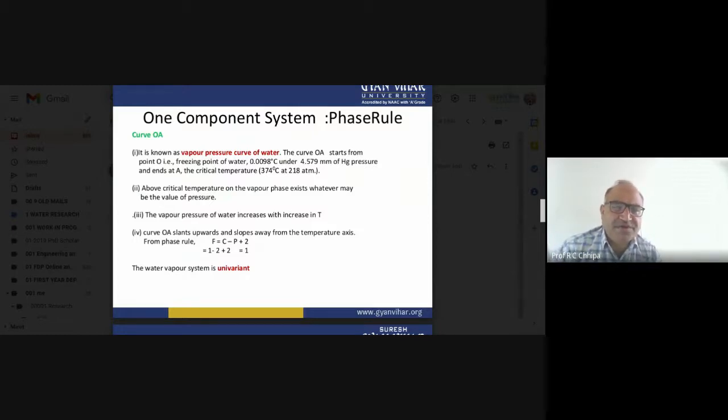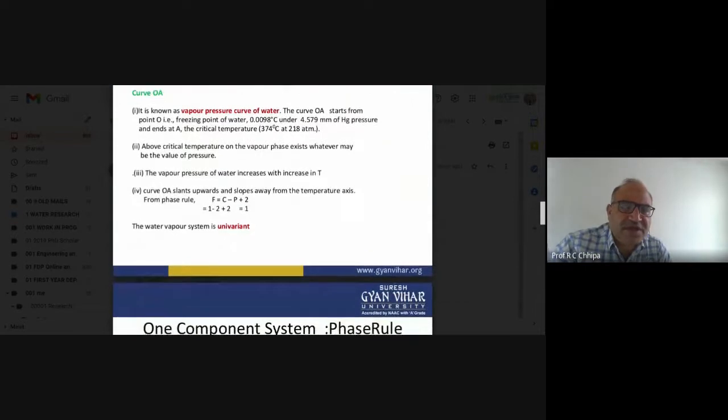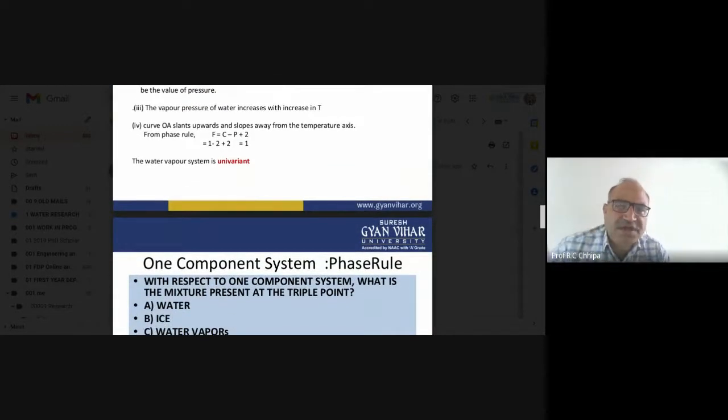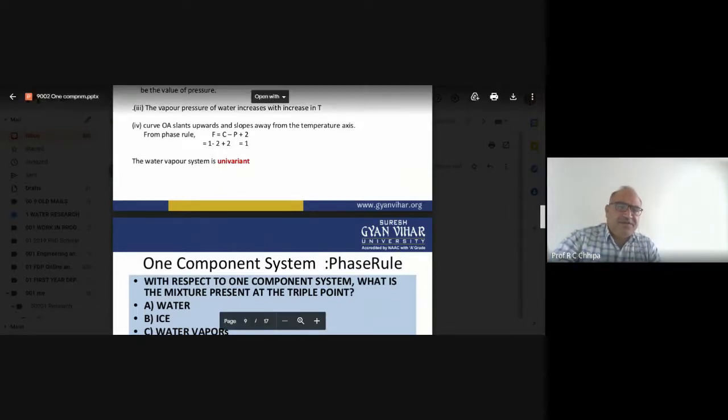Above the critical temperature only the vapor phase exists, whatever may be the value of pressure. As the pressure of water increases, the temperature range also increases. For example, if we have a nuclear power plant, in that particular case the water is converted into water vapor, and this can be controlled by application of modern technology. So here is the concern of OA.